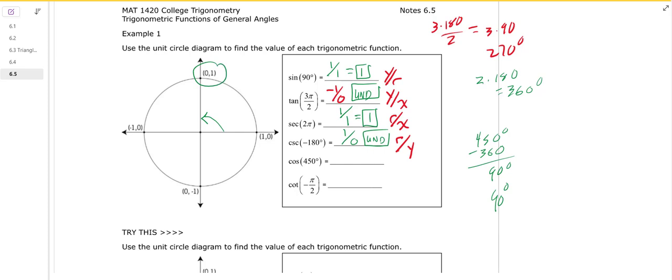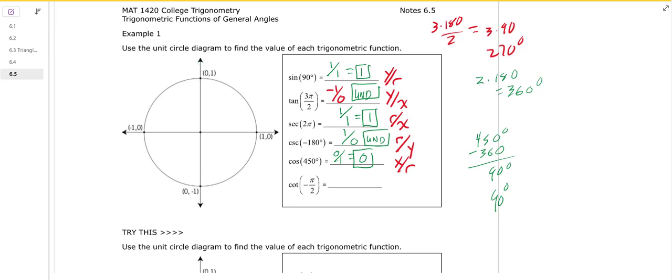The cosine is x over r. So in this case, x is 0, r is 1. So 0 over 1 would be 0. So cosine of 450 is equal to 0.